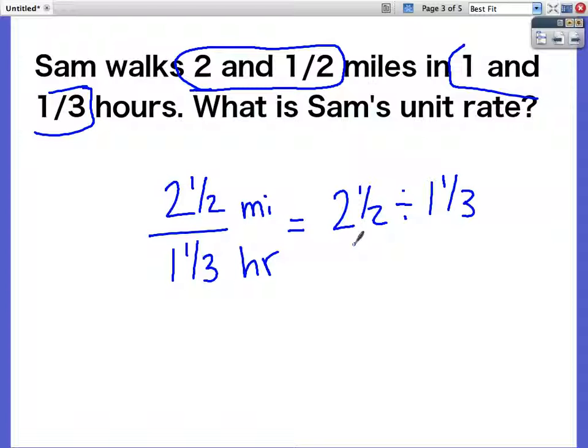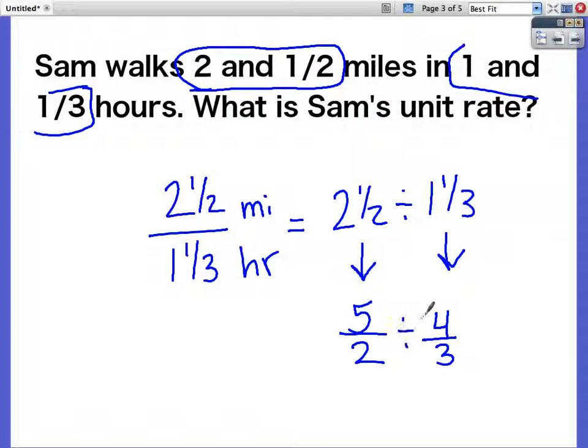Mathematically, there are a lot more steps to dividing mixed numbers, and we touched on this briefly earlier in the year. Remember, if you're going to divide mixed numbers, the first thing you need to do is turn them all into fractions. Or at least that's one way you could do it. There are other ways, but that's the way I like to teach it. So we turn this, whole number times denominator plus numerator. 2 times 2 is 4, plus 1 is 5, so this is 5 over 2. Over here we get 4 over 3.